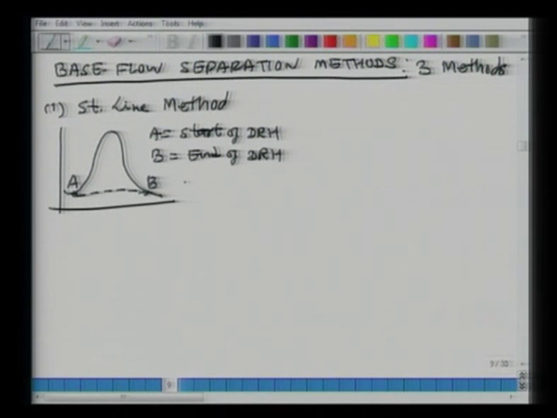and this type of method is applicable to ephemeral streams. Okay. When we have hardly any contribution from the base flow. So you have very little contribution, and then you can join the beginning and end point by a simple straight line. Second method is called the fixed base method.